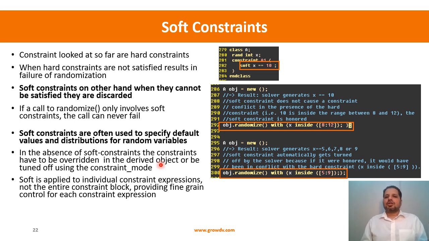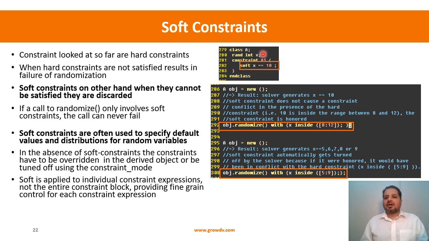And also the soft constraints provide a much finer granular control, that within a constraint block, whatever expression you are defining, because we can define multiple constraints using expressions within a constraint block, a particular expression you can make it as soft. It doesn't have to be the entire constraint block. If you have only one expression, you can make it as soft. Let's look at an example to understand.